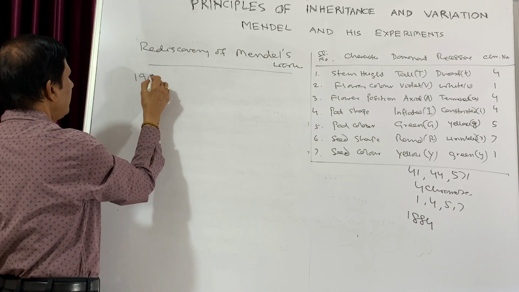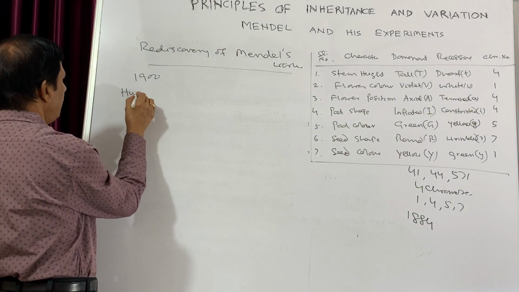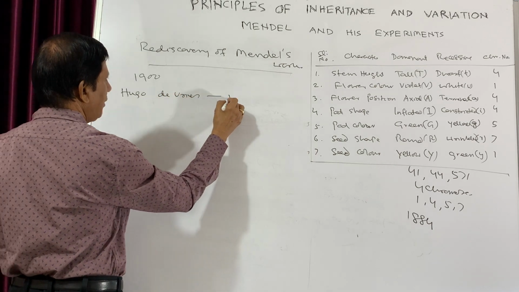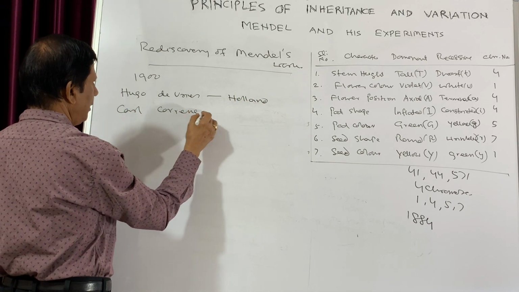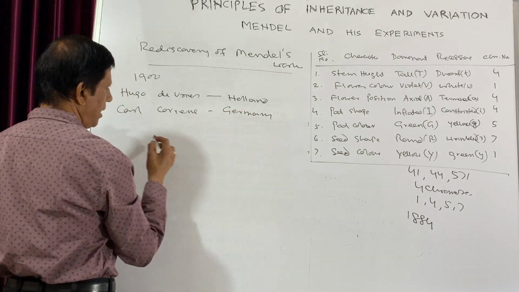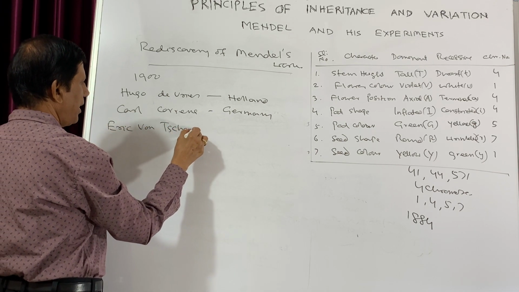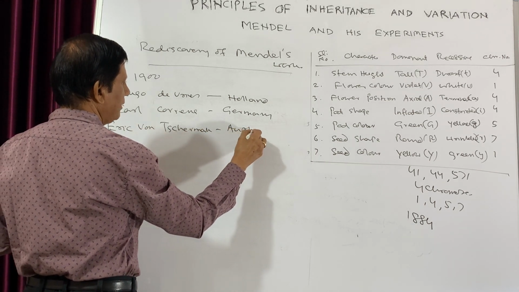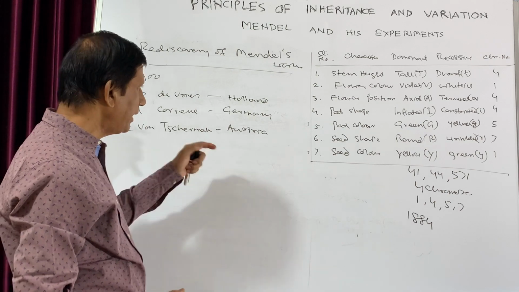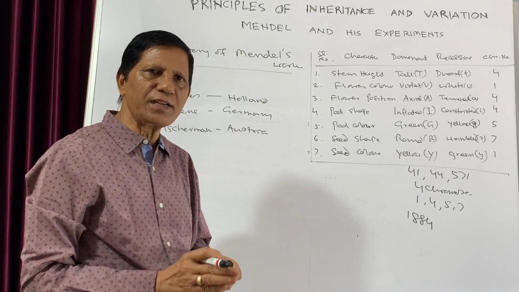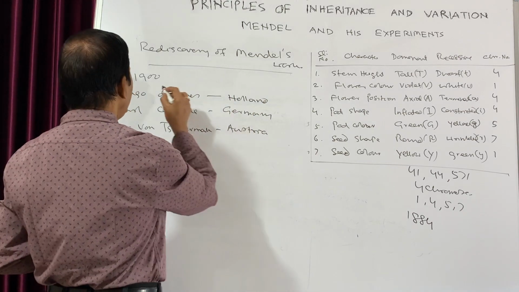So in 1900, 16 years after his death, it was Hugo de Vries of Holland, then Karl Correns from Germany, and Erich von Tschermak from Austria. These three scientists were working independently in the line of Mendel's work. And when they found that similar work had been done long before, in this way Mendel's work was rediscovered in 1900.